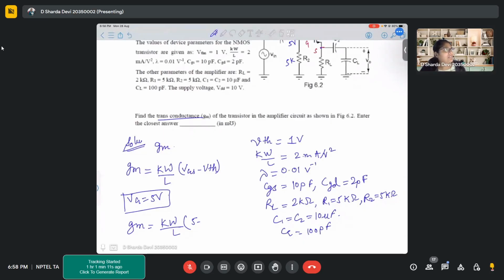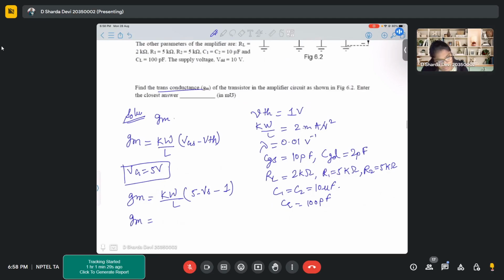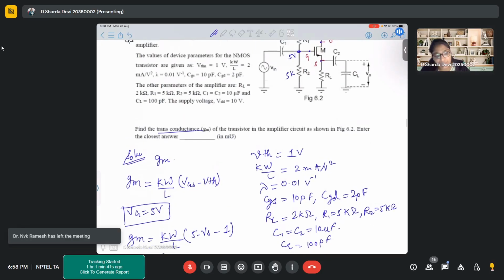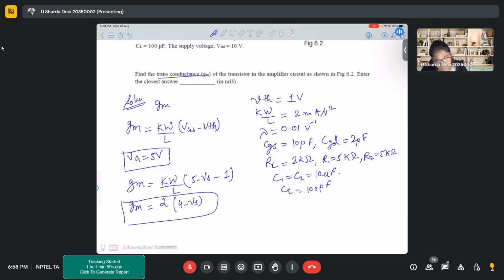Okay. Let's solve. Is it really 8 millisiemens? No, it's not. How are you getting 8 millisiemens? So K_n W by L is 2. Oh, sorry, ma'am. I thought we need to find VS also. Yeah, we have to find VS, right? So VS is a floating node over here. So you cannot write the VGS value directly. So 5 minus VS. So this is the expression that you have. So if you can find VS, you can ultimately get your GM.